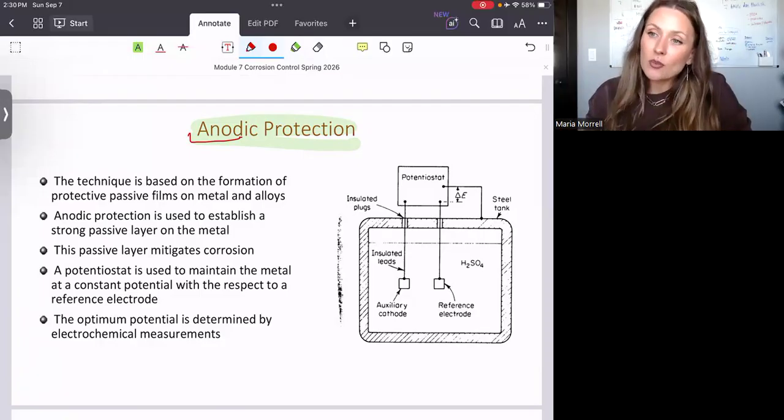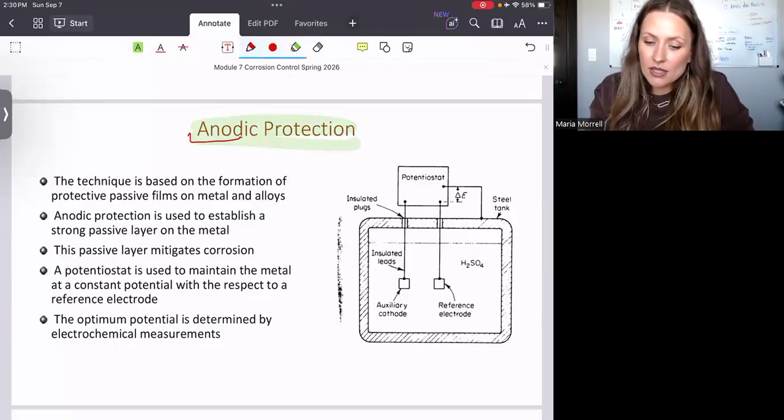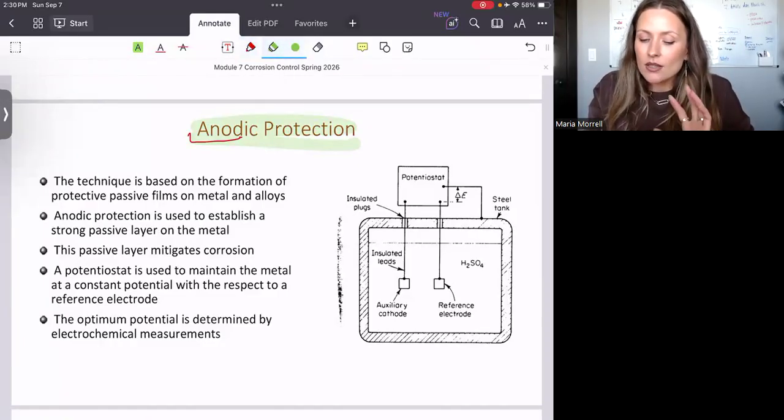Okay, anodic protection is very specific. It can only be applied to certain metals. Specifically, the technique is based on the formation of a protective passive film.